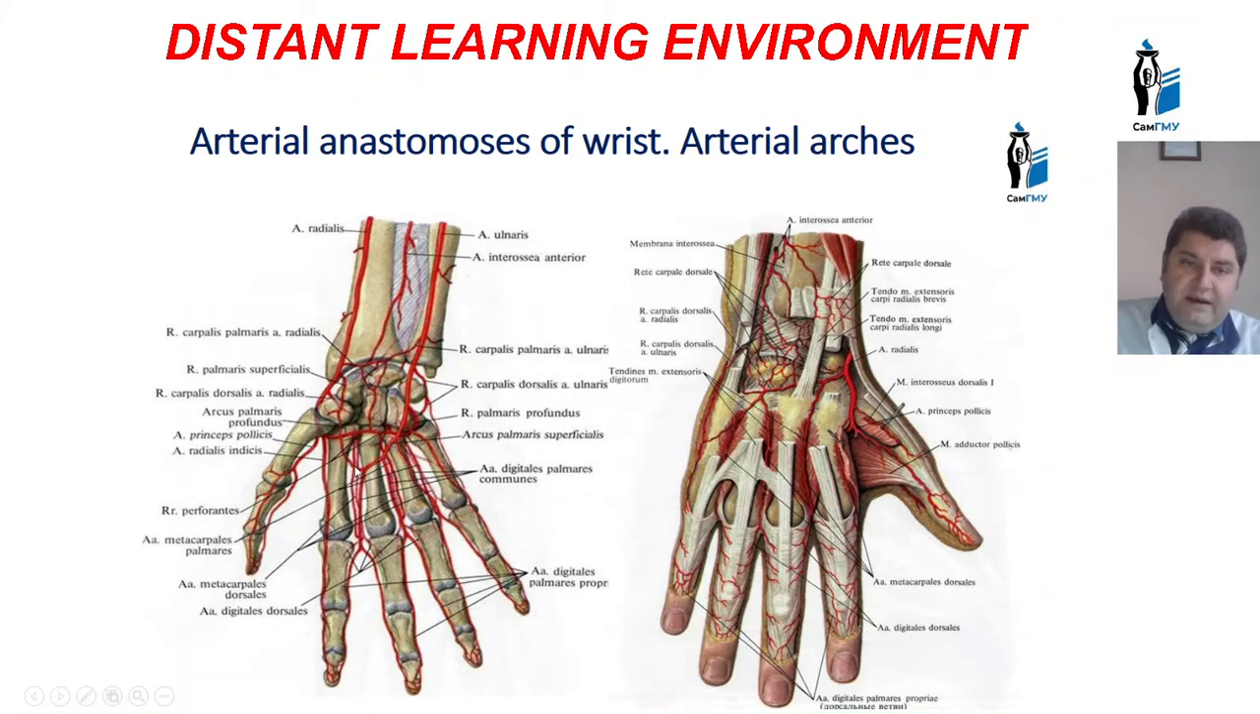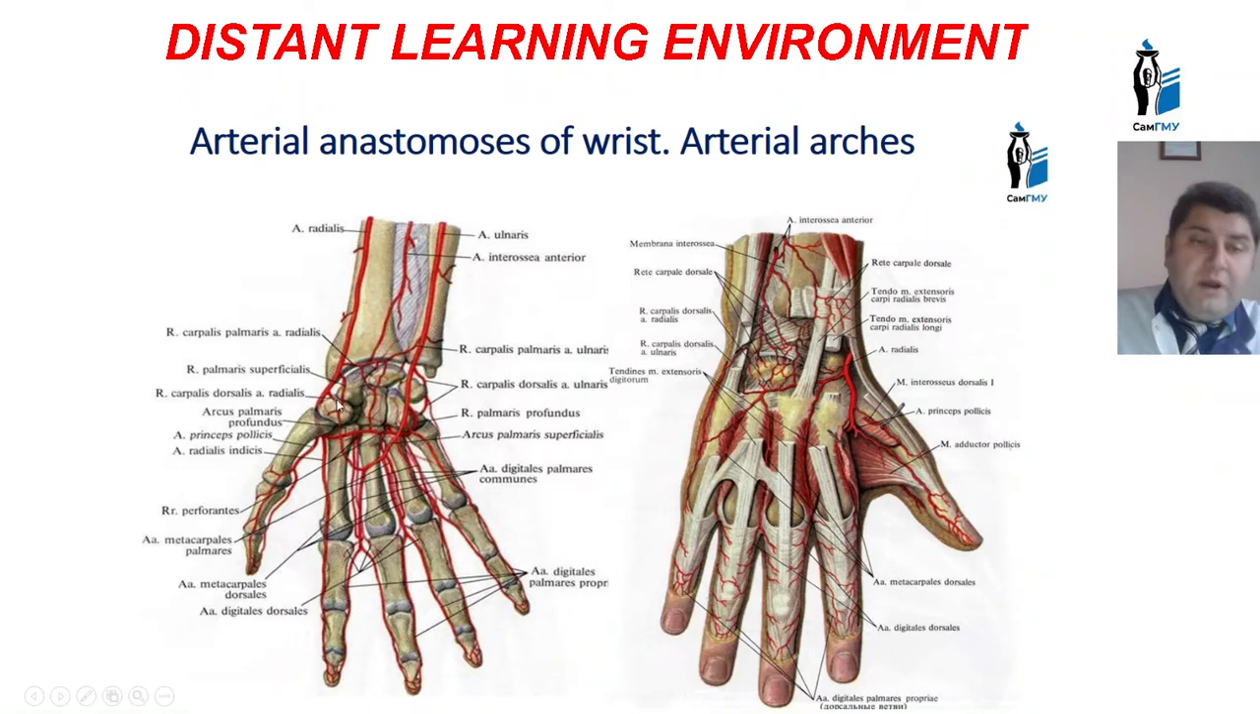You may see that the branch from the radial artery, called ramus palmaris superficialis, the superficial palmar branch, forms a connection with the ulnar artery, and so the ulnar artery with the superficial palmar branch of the radial artery forms the arterial arch in the hand, and it's named the superficial arterial arch.